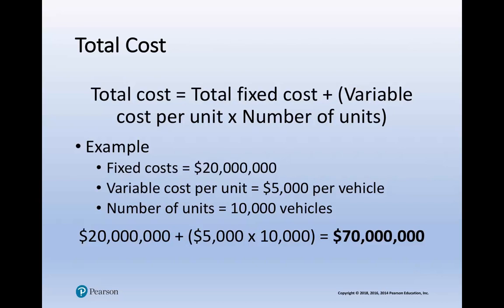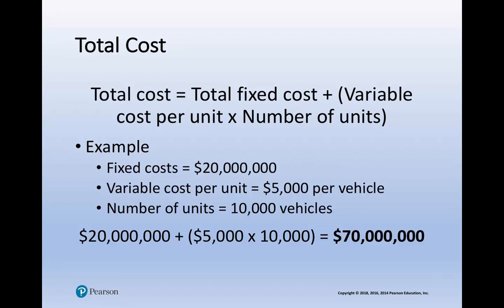So a couple definitions and a couple formulas. Our total cost is the total fixed cost plus our variable cost per unit times the number of units sold. And we can see here in our example, our fixed cost is 20 million, our variable cost is 5,000 per vehicle, and the number of units equals 10,000 vehicles. So we plug that in. It's our fixed cost of 20 million plus our variable cost per vehicle times the number of vehicles gives us our total cost. And we'll see here in chapter 6, which we're about to get to, our formula would be F plus V, which is our variable cost per unit, times X, which is the number of units, to get to our total cost.